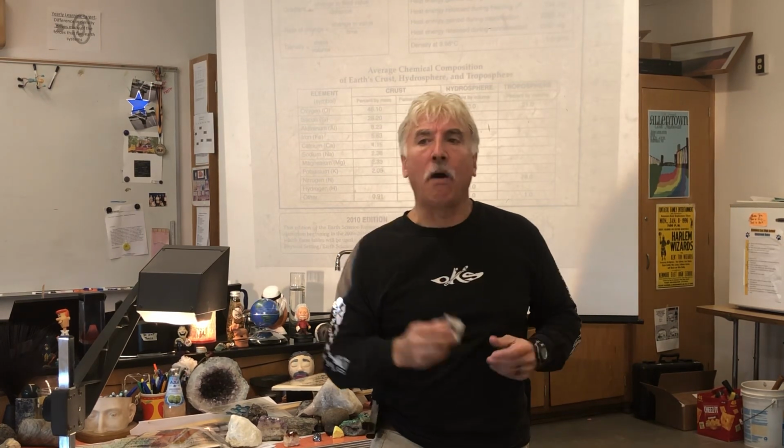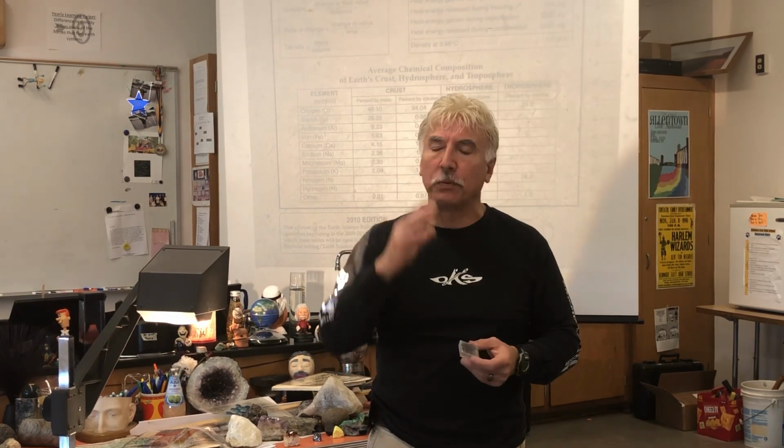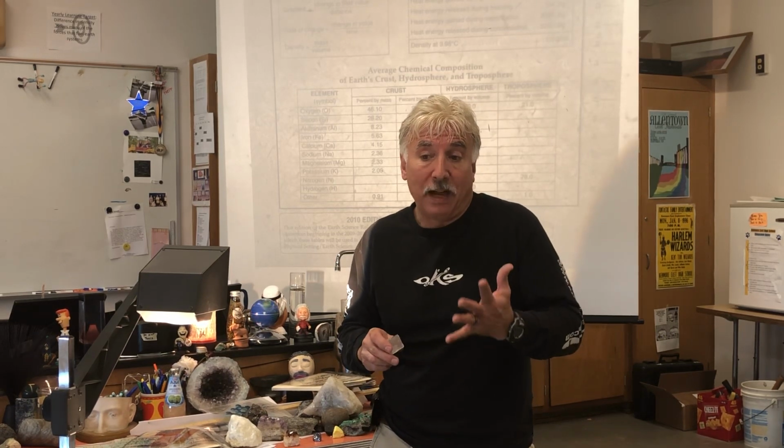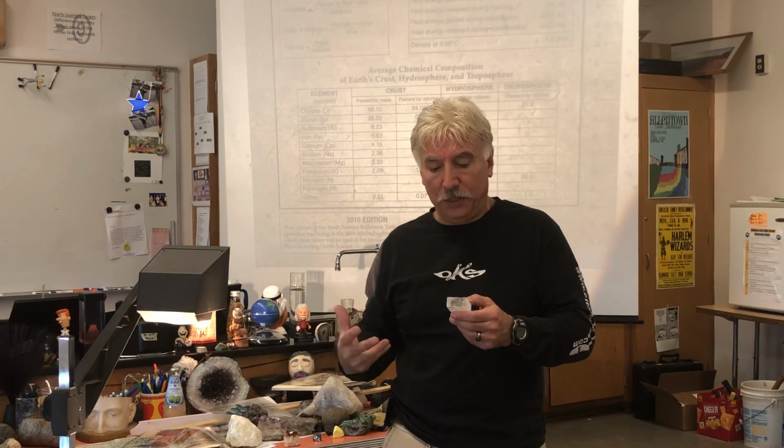How hard it is. How hard it is, actually, is how well it scratches other materials. For instance, if it scratches glass, it's harder than glass. If it scratches a penny, which is mostly copper, it's harder than a penny. And that's called the Mohs hardness scale. So you see hardness on page 16.